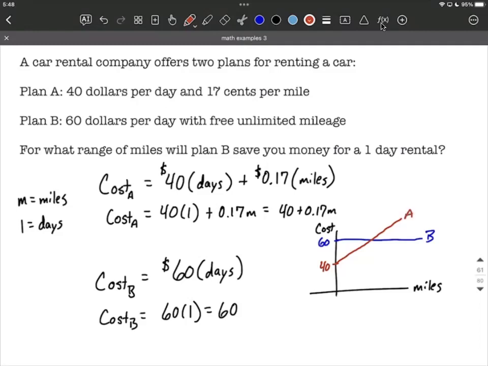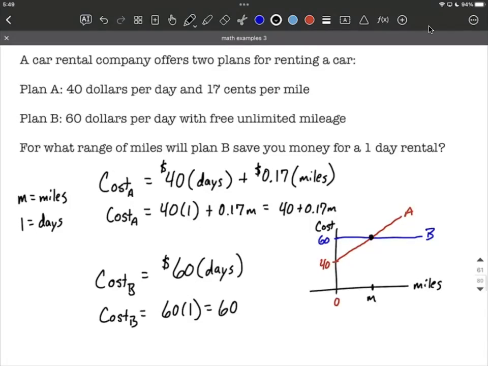So as you can see, if we start with 0 miles at the beginning, B is going to be the more expensive plan. However, at some point along the way, there's going to be a place where we cross, or they're actually equal, and then it changes and B is lower on the cost side than A. So our goal is to figure out exactly what that number of miles M is where these two graphs cross. So what we want to do is set these equal to one another.